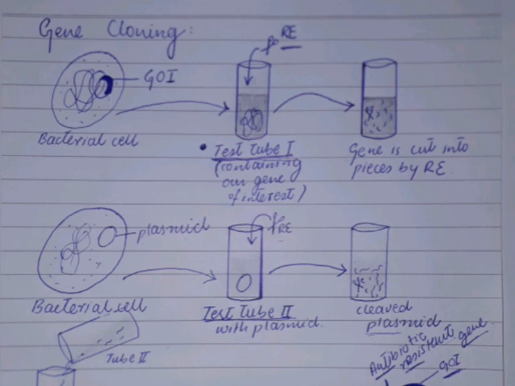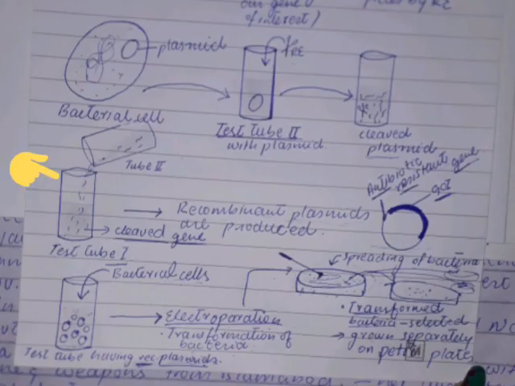Then this cleaved plasmid is added into test tube number 1, and the gene which was cut into smaller pieces will join with this plasmid, and this leads to the production of recombinant plasmid. The recombinant plasmid contains our specific gene of interest and an antibiotic resistant gene which is naturally present in almost all plasmids.